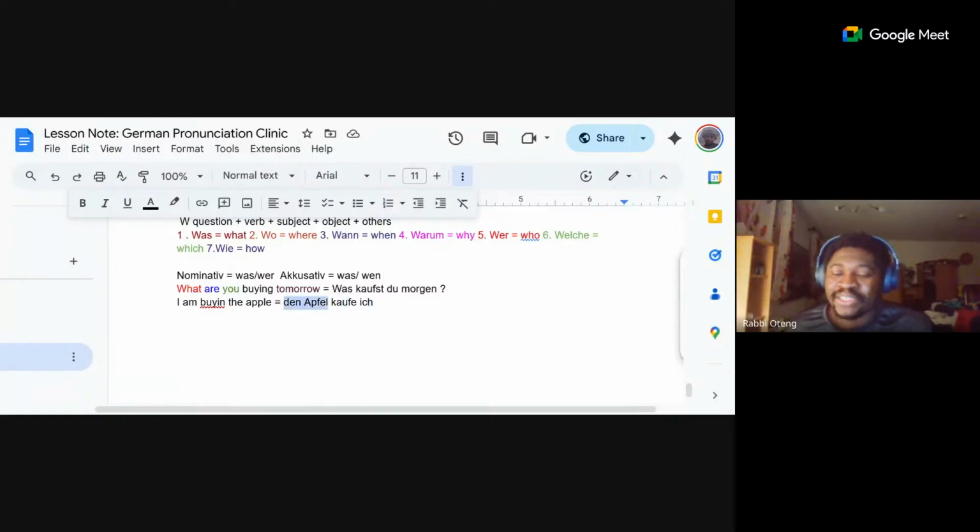So the apple here is what? The direct object. But its "was" will remain "was". It doesn't undergo any changes. But "wen", with "who", does undergo change. An example will be: who do you see?